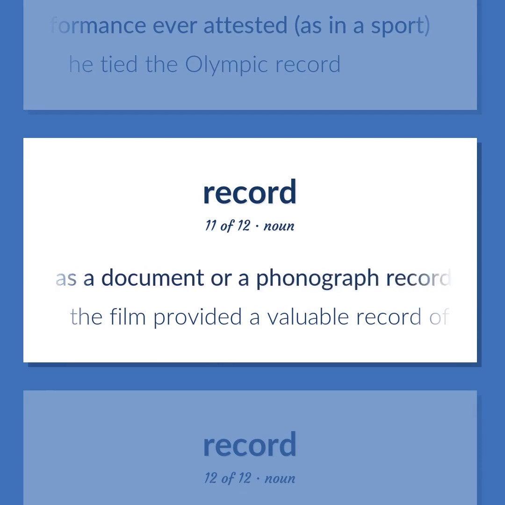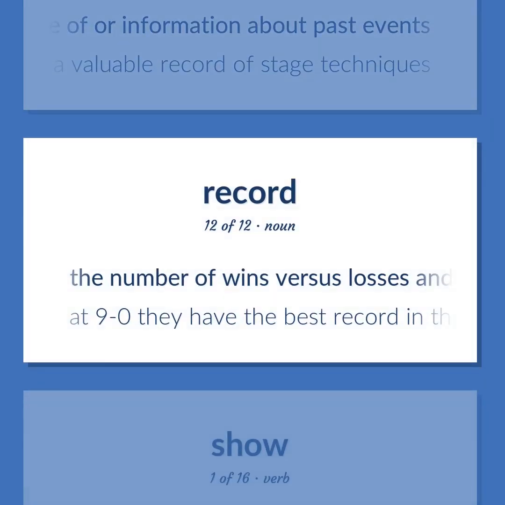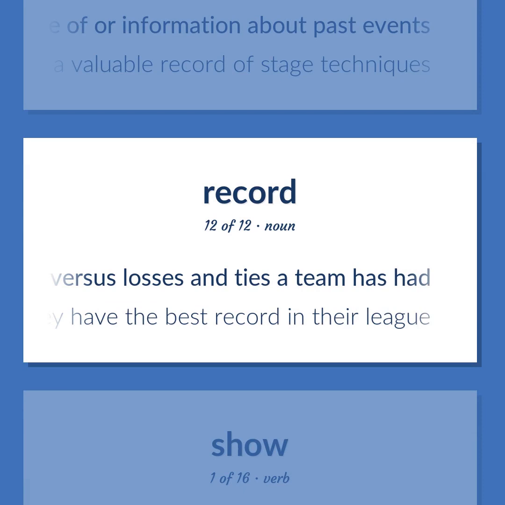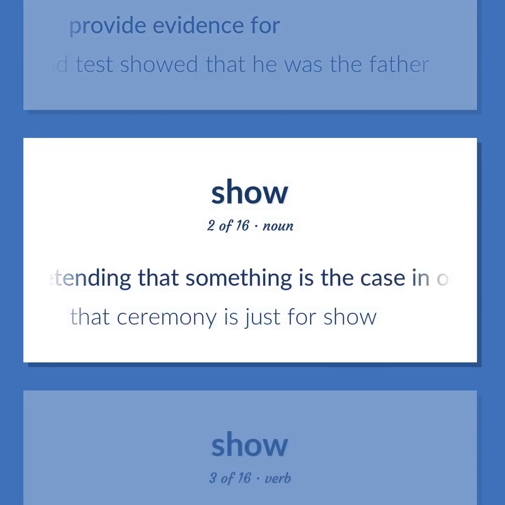Anything, such as a document or a phonograph record or a photograph, providing permanent evidence of or information about past events. The film provided a valuable record of stage techniques. The number of wins versus losses and ties a team has had. At 9-0, they have the best record in their league. Provide evidence for. The blood test showed that he was the father. Pretending that something is the case in order to make a good impression. That ceremony is just for show.